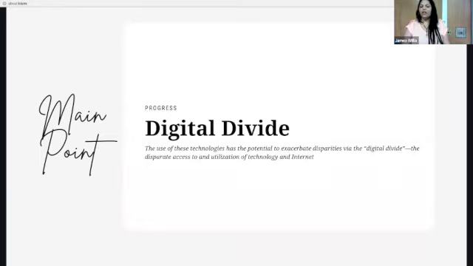So the use of technologies has the potential to exacerbate disparities via the digital divide: the disparate access to and utilization of technology and internet among communities and populations of diverse race, ethnicity, and socioeconomic demographics due to language, social, financial, and other barriers.